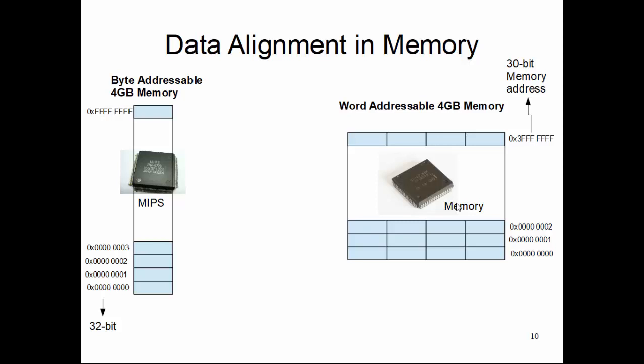But out of the 32 bits, the higher 30 bits come to the memory as an address, because the memory is word addressable, a 4 gigabyte space where each address is 4 bytes. That means it needs a 30-bit address to point to any 4 byte container, right? Any 4 byte container.